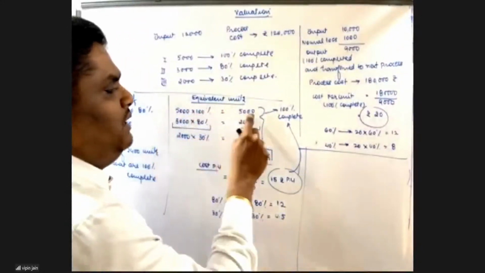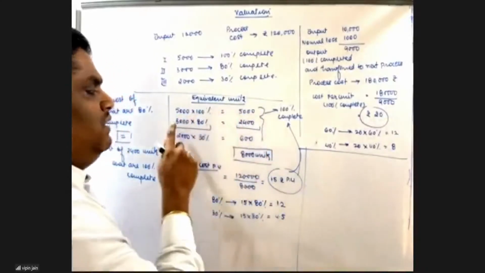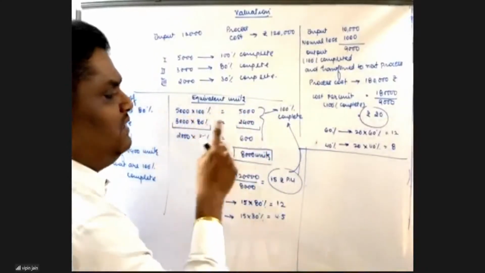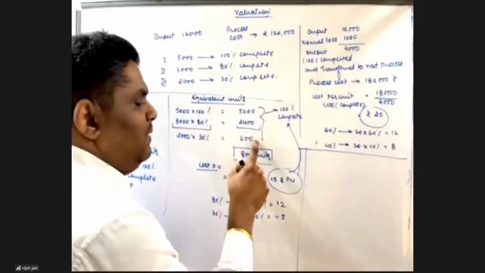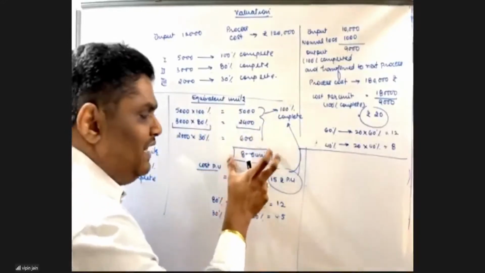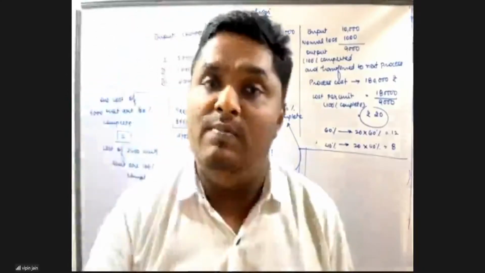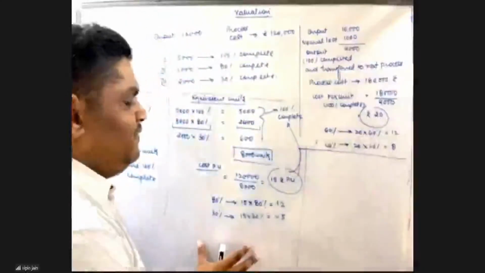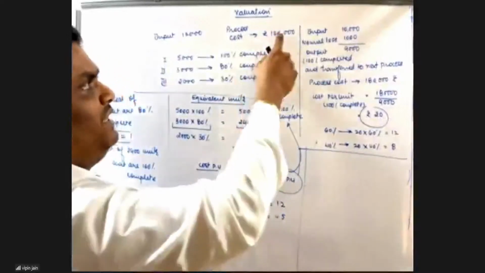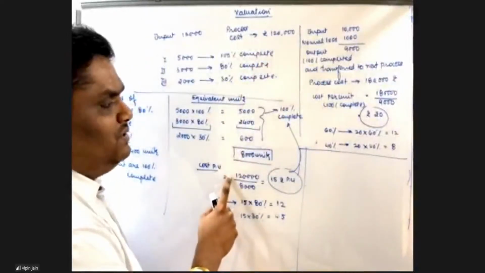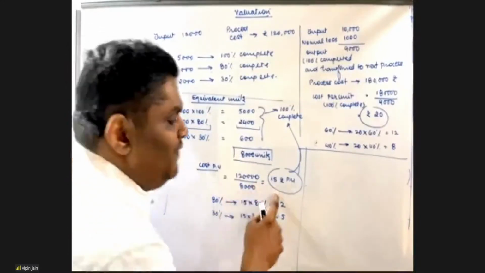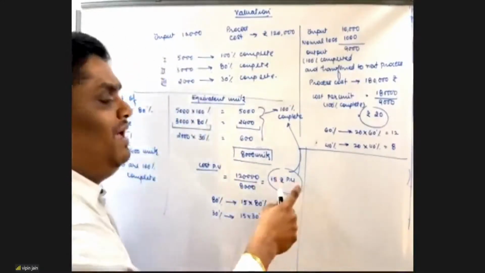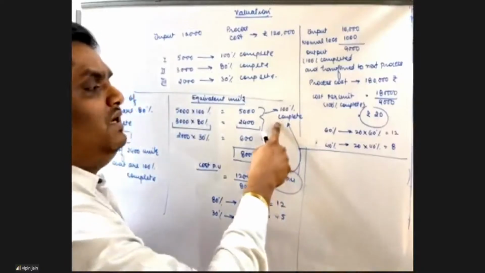5,000 units that are 100% complete is 5,000. 3,000 units that are 80% complete will be 2,400. And 2,000 units that are 30% complete will be 600. So these are 8,000 units that are 100% complete. So we have easily calculated the cost per unit, that is the process cost 1,20,000 divided by 8,000, the equivalent number of units.